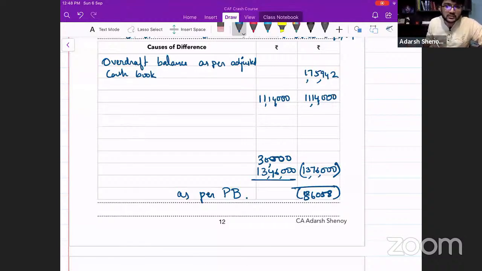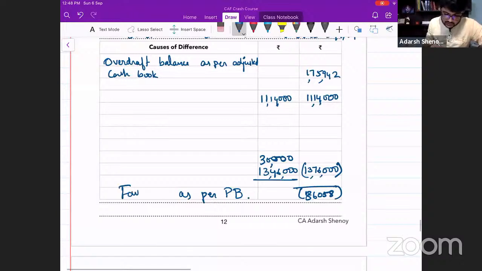Can you tell me what is the nature of this balance? The nature is favorable balance because you started with the overdraft. If you're ending with a negative, that means it is the other way around. It is favorable balance as per passbook.